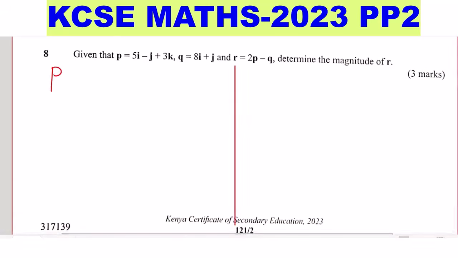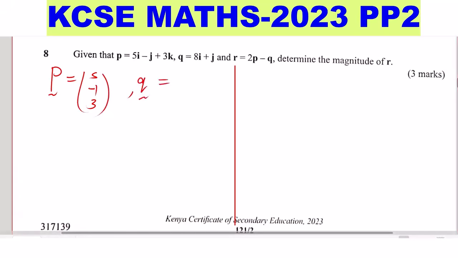So P is given by, we just extract the coefficients of i, j, and k. So 5i, that is 5, negative j, that is negative 1, then plus 3k, that is 3. And then for Q, the same: 8i, then plus 1j, that is 1, then there is no k, so k is 0. That is the first thing we should do.